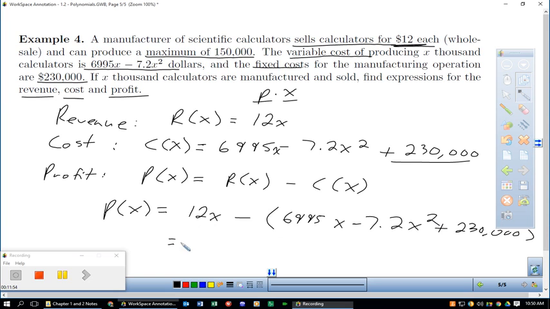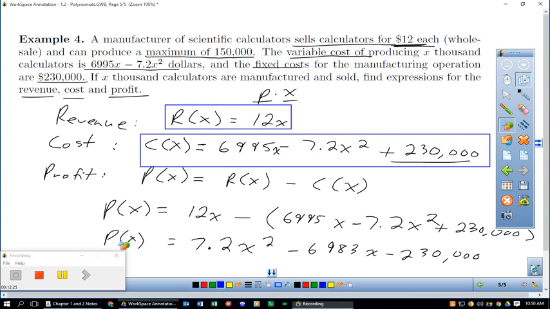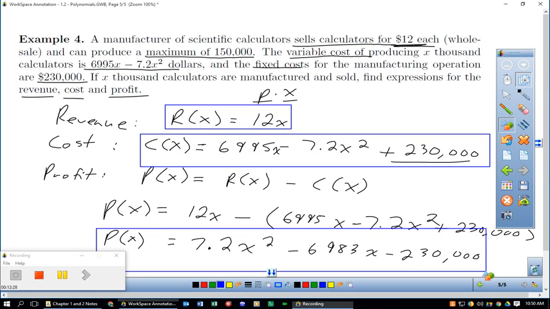So if we combine like terms, our final answer, okay, and I'm going to put the highest exponent first, is 7.2x squared minus 6,983x minus 230,000. And there is our profit function. So we have our revenue function, our final cost function with the two variable and fixed costs included, and our profit function. So that brings us to the end of this section.